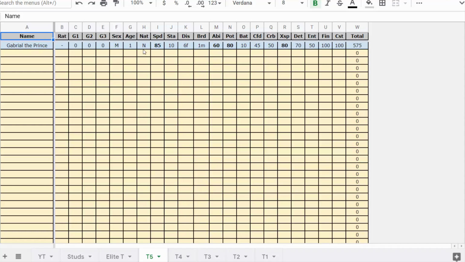Now, if I wanted to say that a horse had to have 60 ability, 80 potential, 50 confidence, enthusiasm, 50 cruising burst, 80 extra speed, and full here. So the only thing that Gabriel the Prince fails on is being a touch short on confidence. But if I were to hit those metrics across all of these horses, you get our elite list.